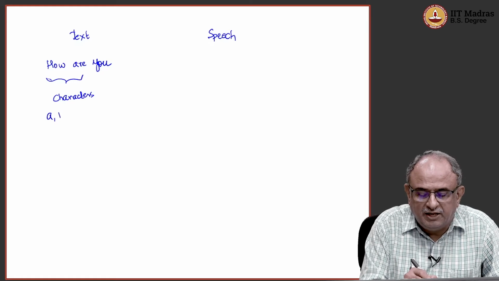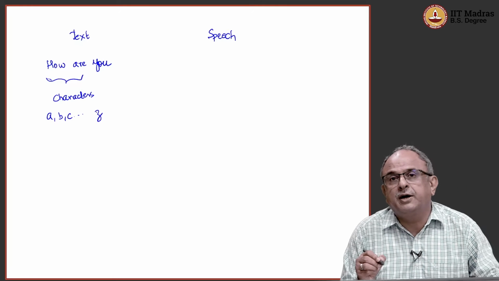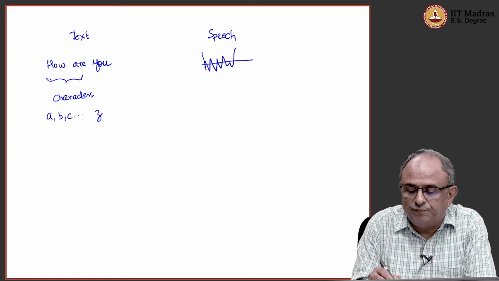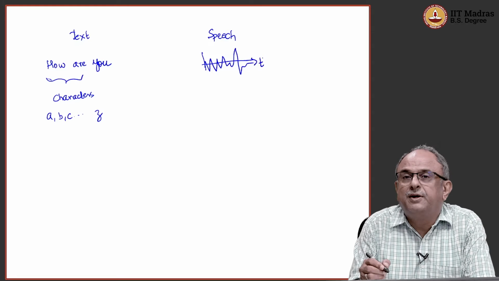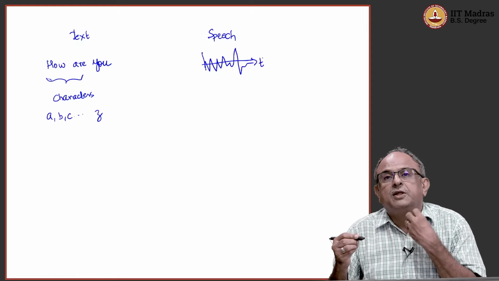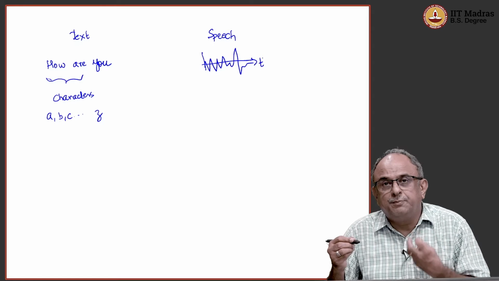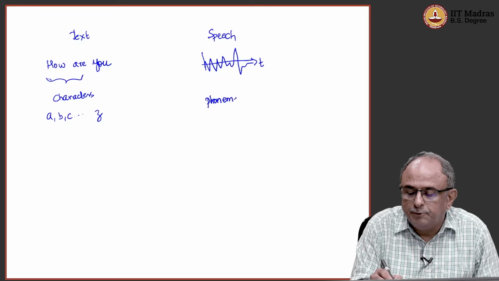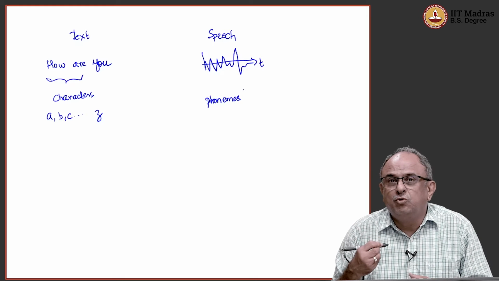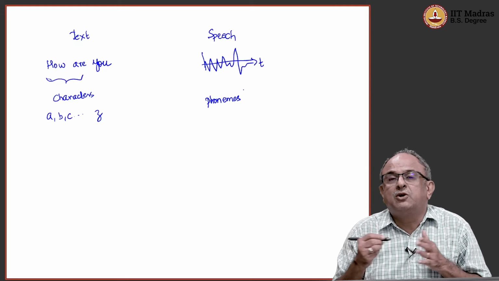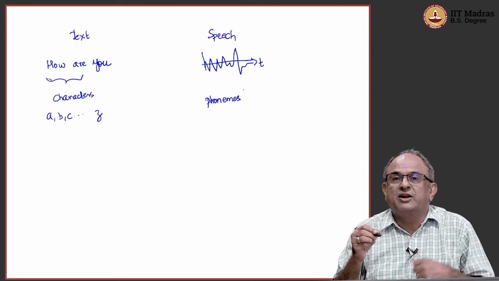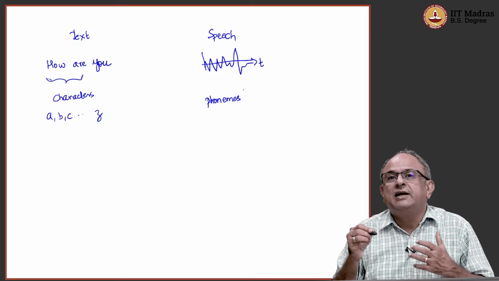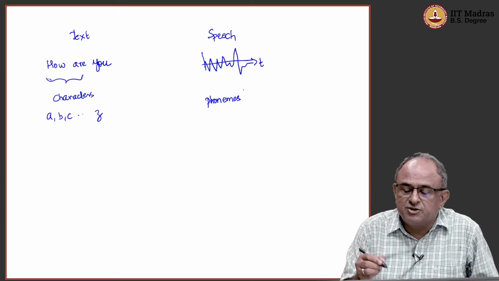In English it is A, B, C all the way up to Z. Now, when I say the same thing, "how are you," I will have a waveform. This waveform actually consists of sounds that I am producing, which are the basic units like characters. These are called phonemes. And the phonemes that we produce are very close to what you write in Devanagari also: A, A, I, U, U, right. These are the different sounds that we produce in a spoken language.